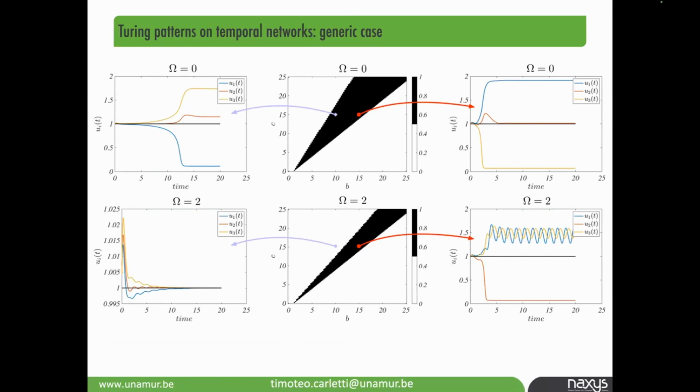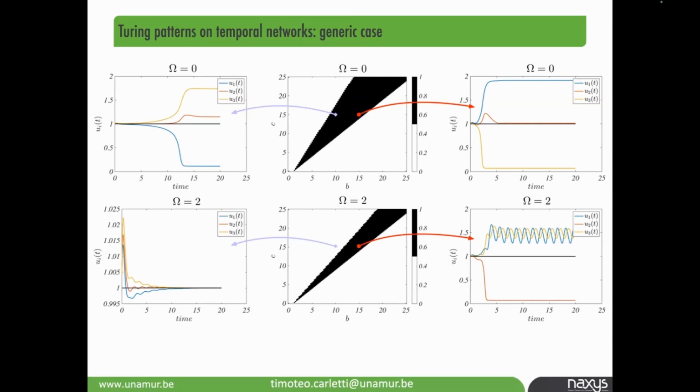So the first row is for the static network. Indeed, you can see that if you take these 2 points, each one gives you pattern, so a solution that is not homogeneous in space. While if now you switch on omega, omega equal to 2, you see that the exact same point here that was previously in the black now is in the white. And indeed, it now converges to the equilibrium, while previously you had a pattern.